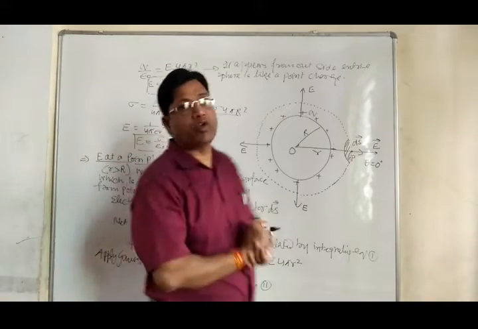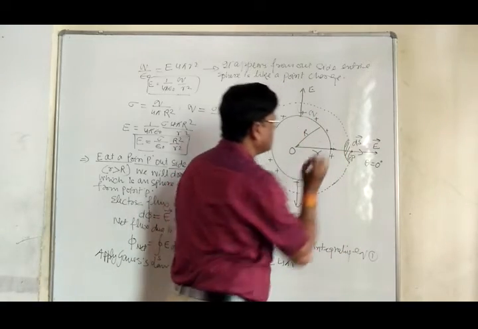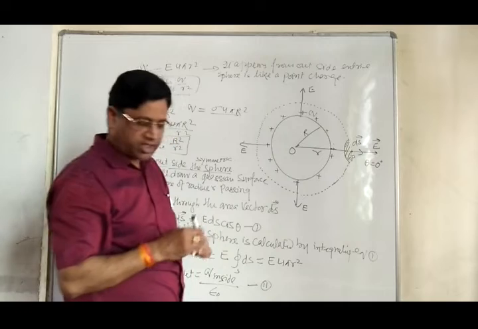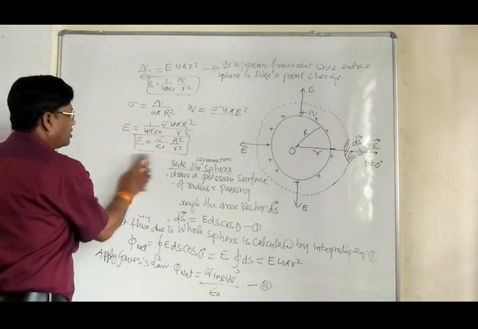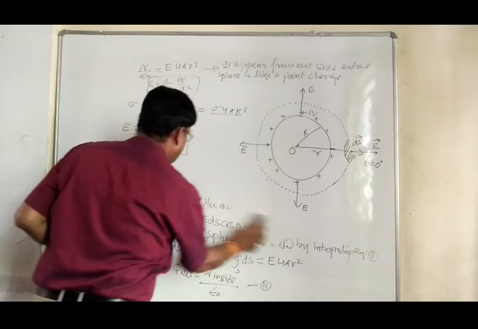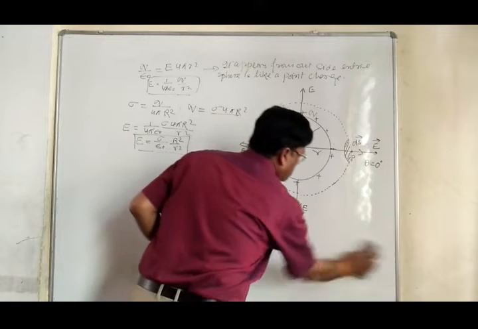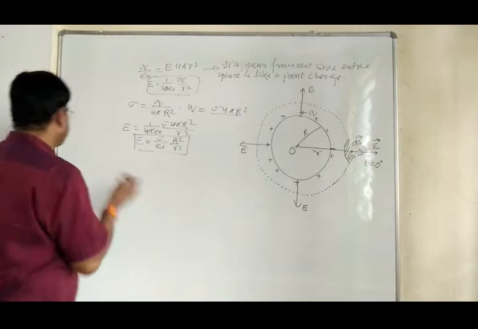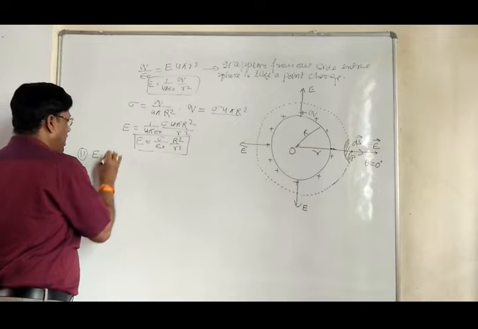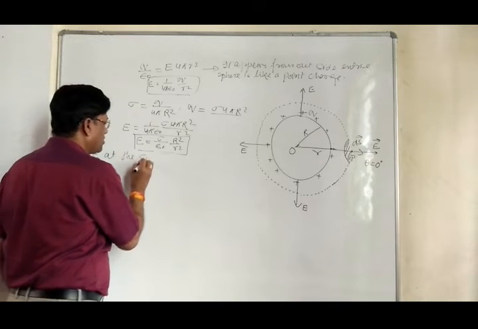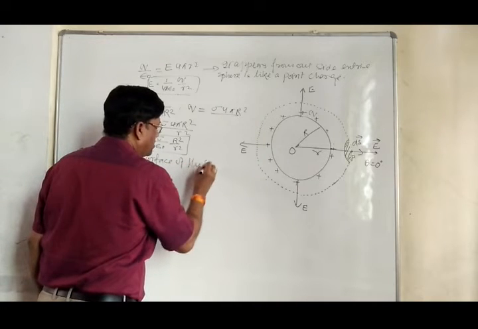Now we have found it at one location. Now we will come inside and find it at a second location. Then just see what will happen. The second location is E at the surface of the sphere.